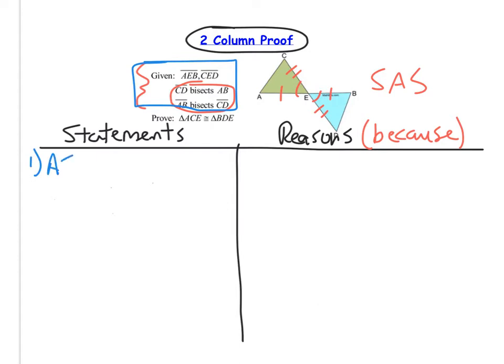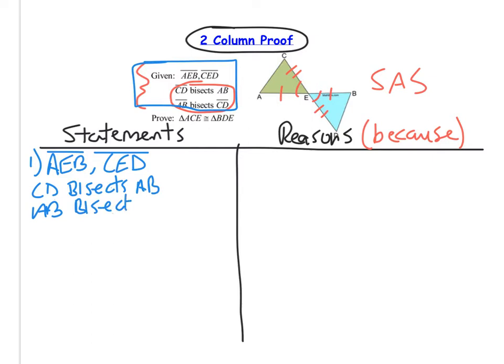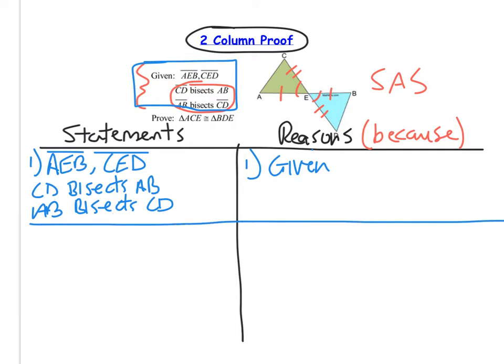So I'm literally just going to write the given information here. So we have lines AB and CD. We have that CD bisects AB, and we have that AB bisects CD. That's going to be my first statement. The reason for that is simply that it's being given to us. So there's really nothing to do with that first step, but just get down everything that's being given. I'm going to draw a line here just to organize this a little nicely. So now we're going to move on to our second step.